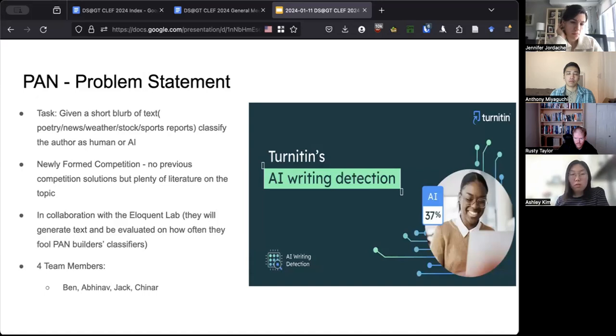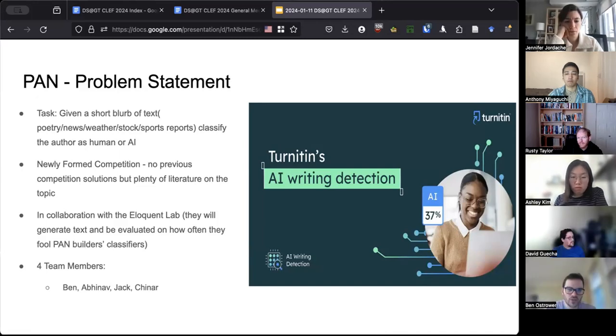So I'm also leading the PAN competition. This is a new competition. It's just come out this year, but it's very relevant. They give you a short blurb of text, like a poem, news, weather, stock report, sports report. This lab is in collaboration with the Eloquent Lab, which will use an LLM AI author to write these blurbs of text and feed them alongside the human-written equivalent. And then the PAN lab now has to discriminate between this is a human-written text and this is an AI-authored text. So I'm leading this team along with Abhinav, who's here today, Jack and Shinar.